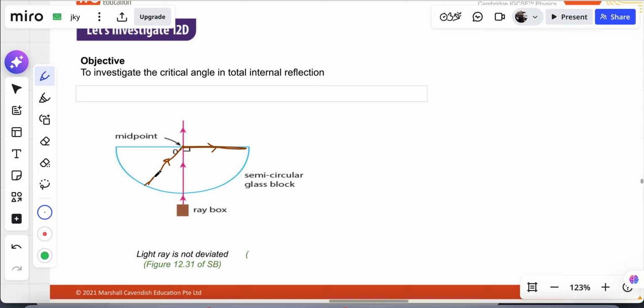When a ray of light is traveling from an optically denser medium to a less dense medium, the angle of incidence for which the refracted ray is at 90 degrees with the normal, or moving along the boundary between the two media. This is the boundary between the air medium and the glass medium or water medium.